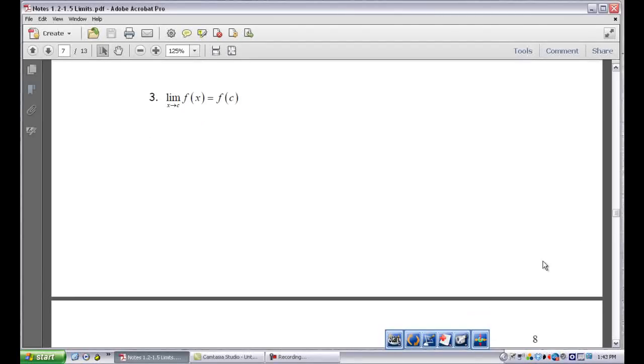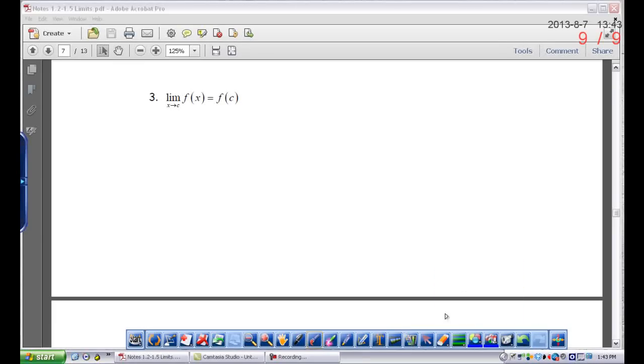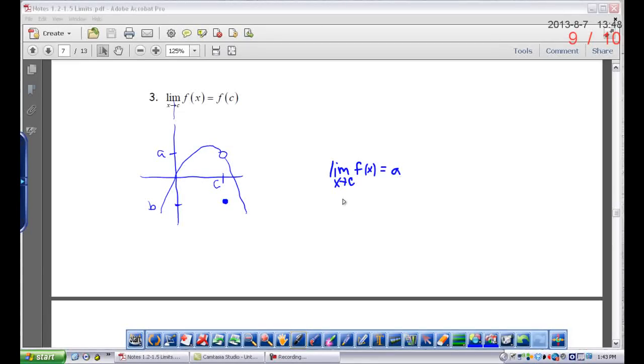All right, and then the third condition is that the limit as x approaches c of f of x equals f of c. And remember that that just means that the value of the limit equals the value of the function. So let me give you an example where this is not true. Then I'm going to call this y value A and this y value B. Okay, so in this case, the limit as x approaches c of f of x equals A, but the value of the function at x equals c, which we denote as f of c, equals B. So because the value of the limit does not equal the value of the function, this function is considered discontinuous.